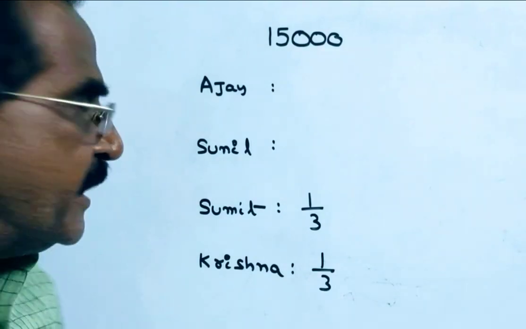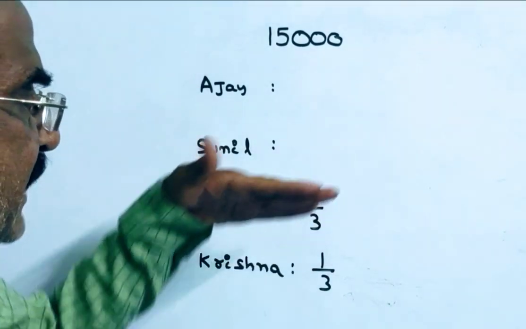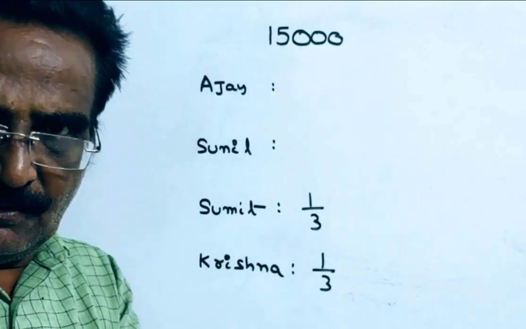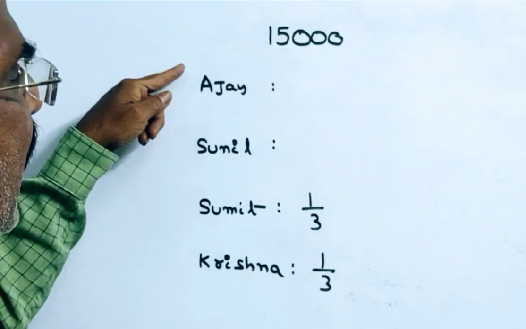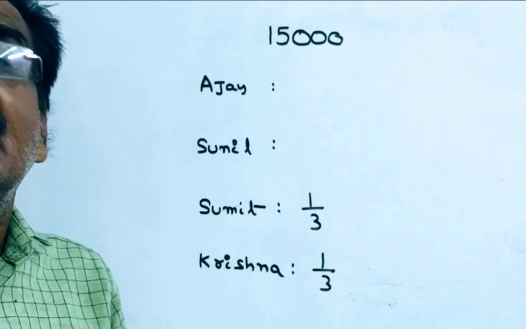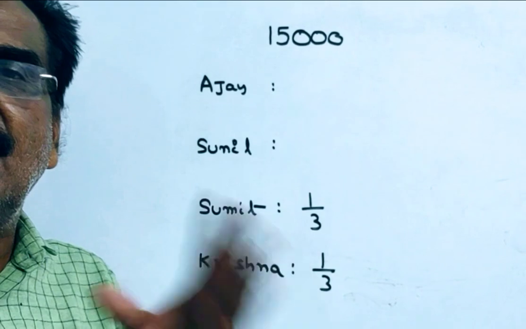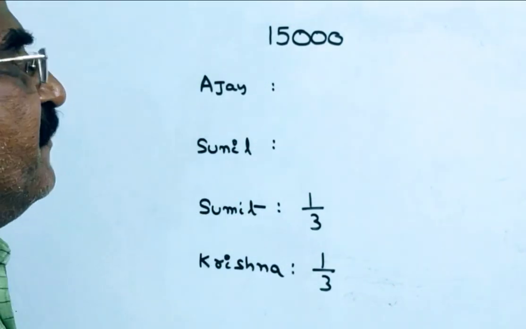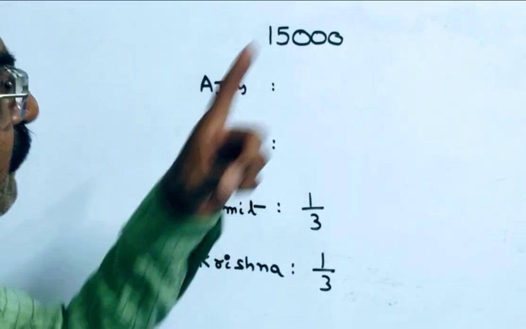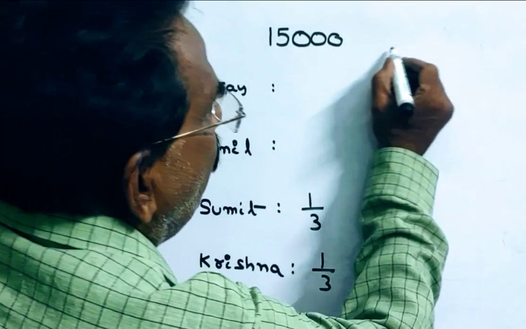Friends, coming to Ajay and Sunil. 10,000 is contributed by Sumit and Krishna, so the remaining 5,000 must be contributed by Ajay and Sunil based on the days they stay. Friends, the remaining part is 5,000 by 15,000, 1 by 3.